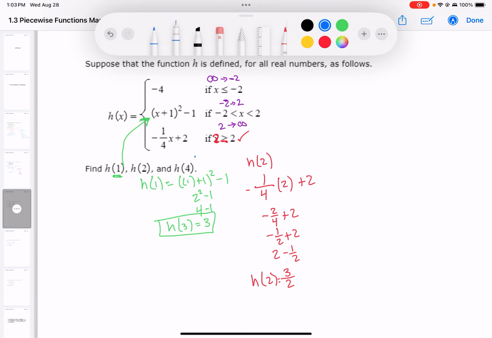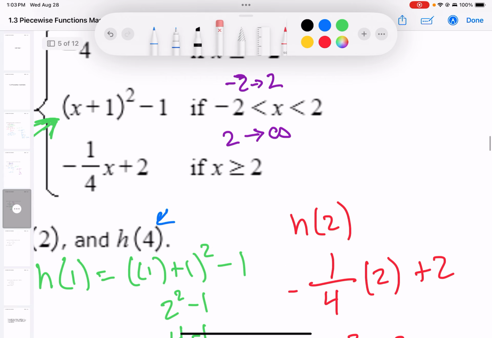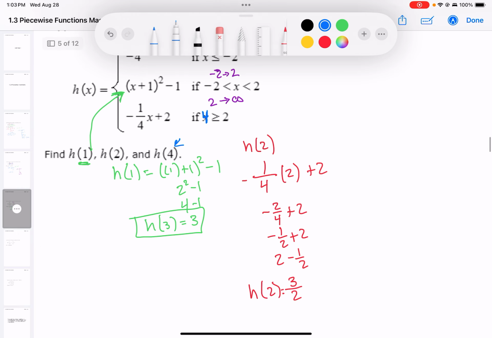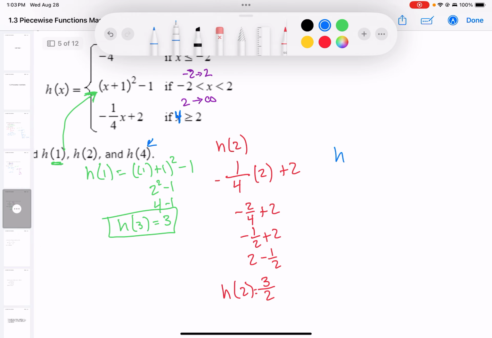Okay, the last one, h of 4. Where's that going to make a true statement? That's actually in the same one, because 4 is greater than or equal to 2. So that's what I'm going to use as well. So I got h of 4 is equal to -1/4 times 4 plus 2. That's going to be -1 plus 2, and so that's going to be 1. So h of 4 is equal to 1.